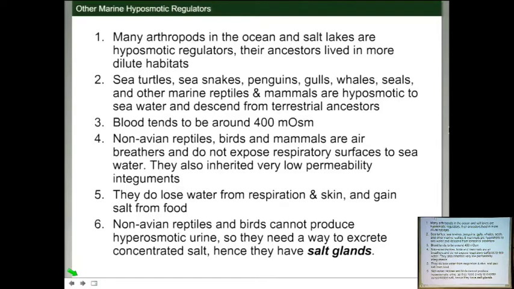Now they do lose water from respiration in the air that's breathed out, and they also lose some through their skin. It's not zero permeability. And they also gain salt from their food. Most of the animals in the ocean eat ocean animals that are salty, so they gain salt that way. Reptiles and birds can't produce a hyperosmotic urine, and so they need to excrete the excess salt that comes up. And thus they have salt glands.